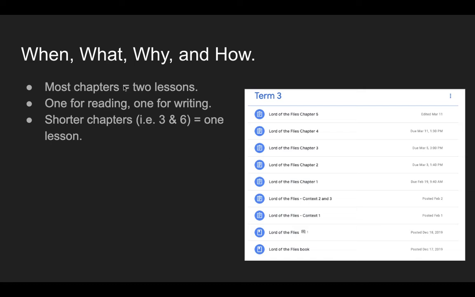Most of the chapters, if they're particularly long, are 2 lessons. So one of the lessons is for reading and the other one is for writing. There are short chapters where I'll expect you to read and do some writing practice in one lesson, but the majority of chapters are 2 lessons.